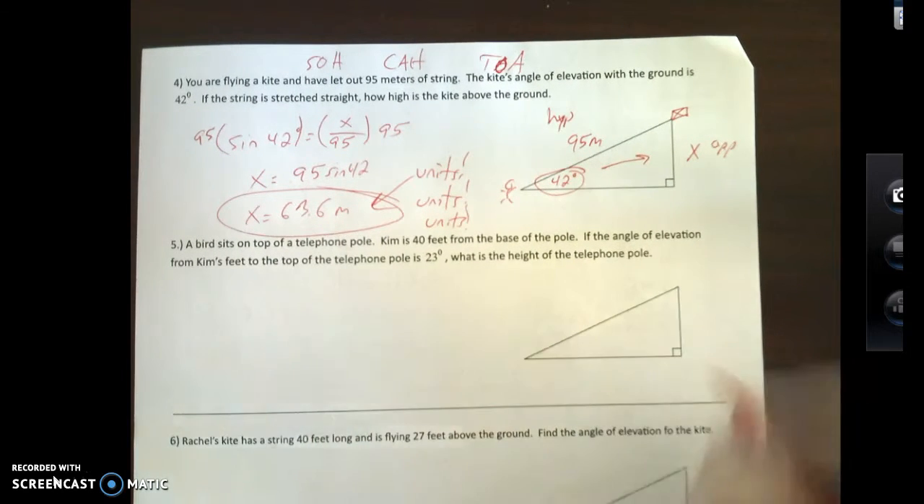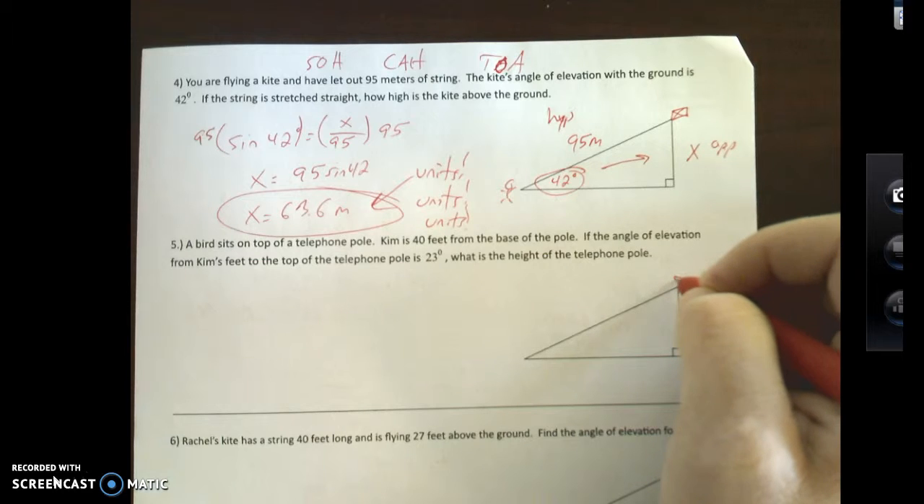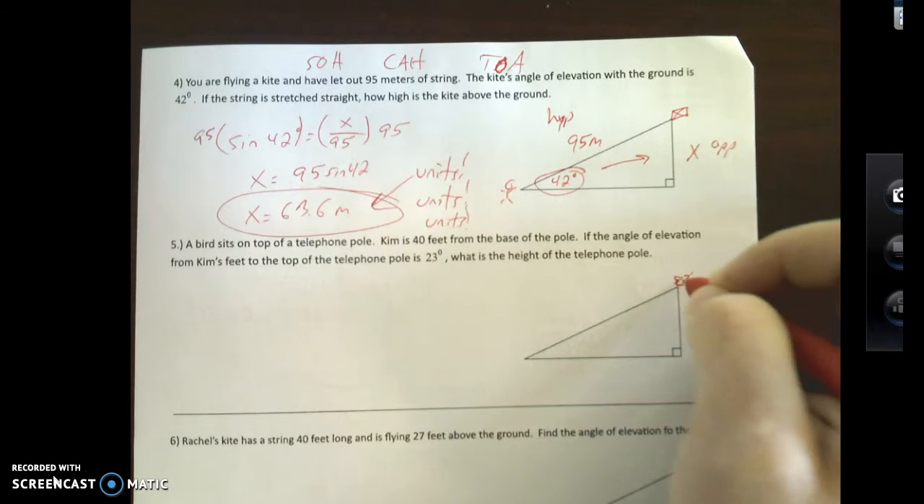Okay, a bird sits on top of a telephone pole. That's the worst bird of all time. Tweet, tweet.